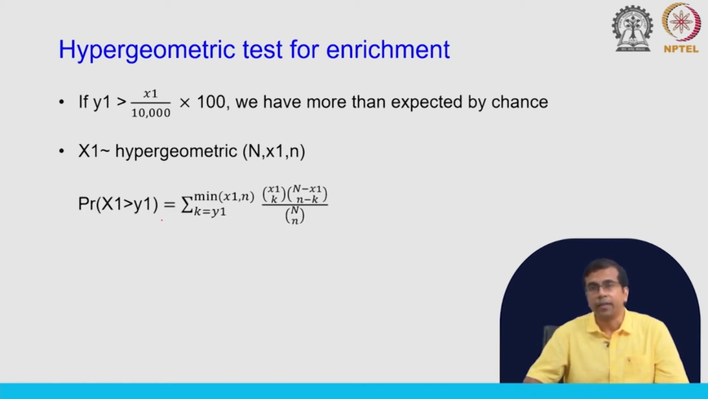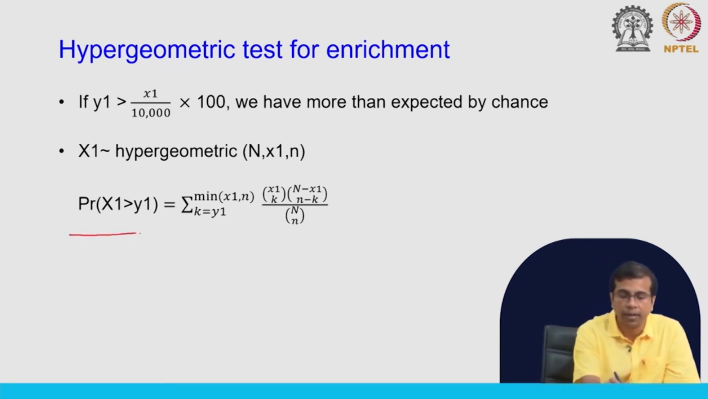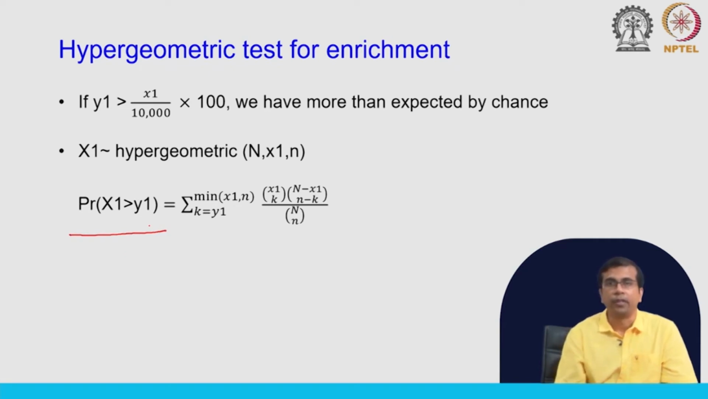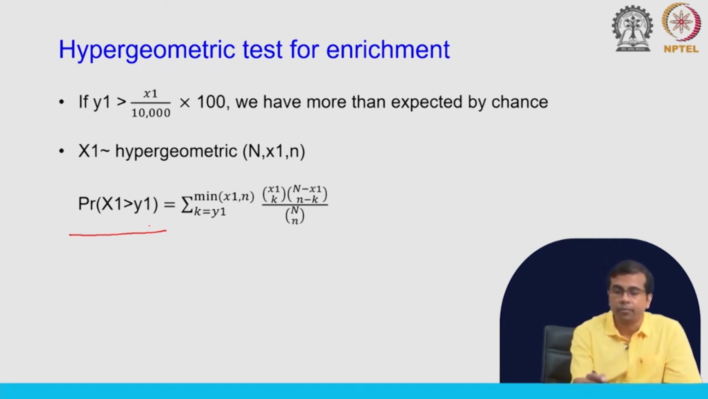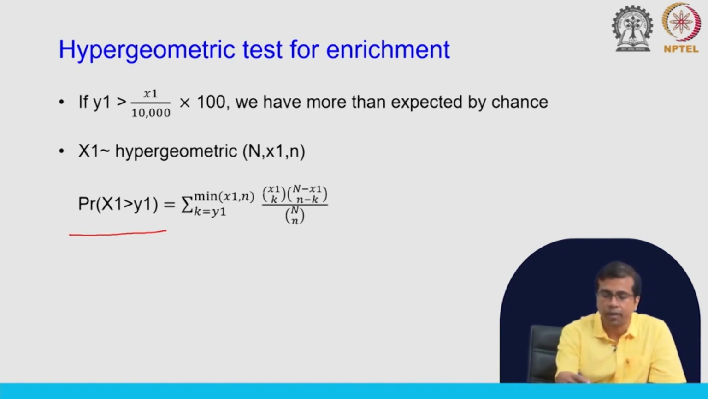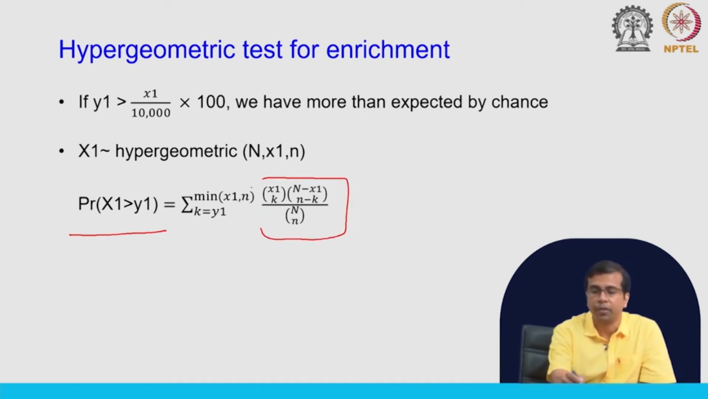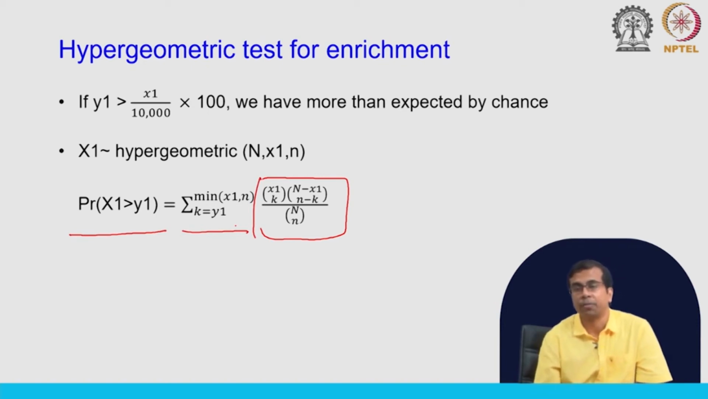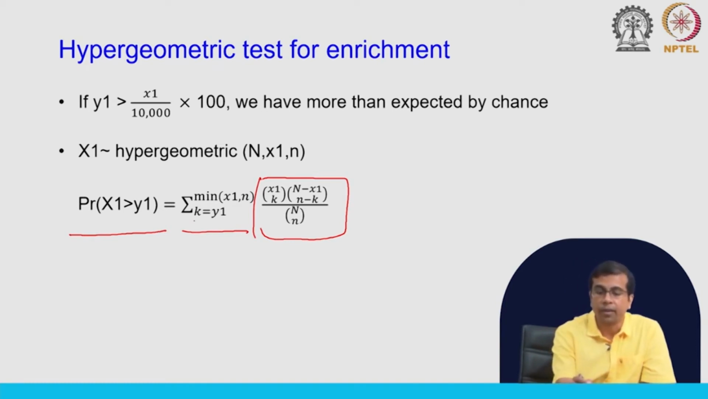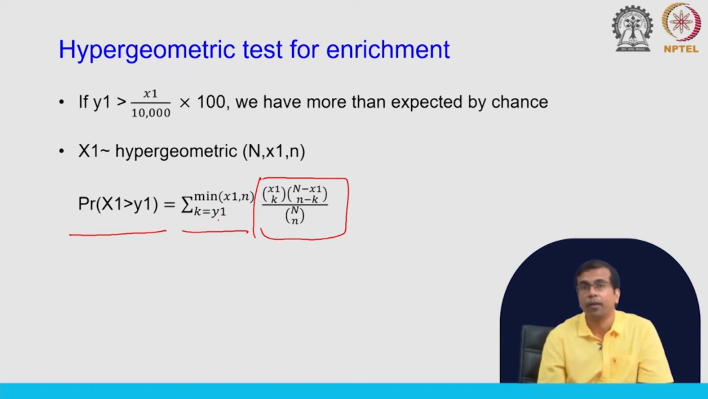What we calculate is this. What is the probability that x1 is greater than y1, or the chance of observing more extreme values compared to y1? This gives the probability value, the p value. This is what we calculate, and it is given by the hypergeometric distribution. If you look at the hypergeometric distribution formula, we are taking the sum, because we are calculating the probability of x1 greater than y1, and this is calculated with k equals y1. So, the sum is over k equals y1 to the minimum of x1 and small n.